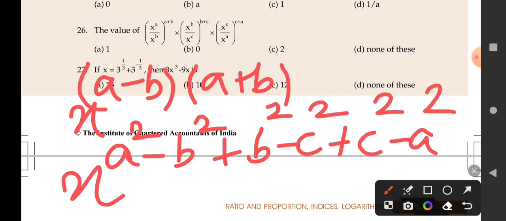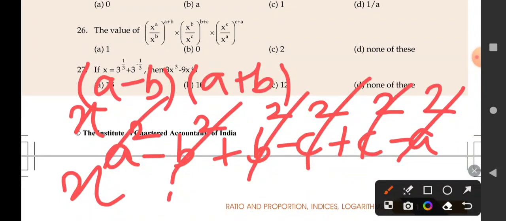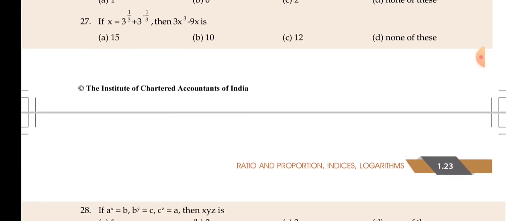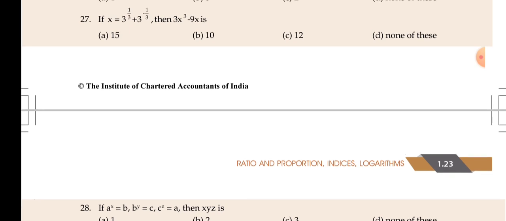If you're not able to solve this quickly, it will be very difficult for you to solve the paper in time with accuracy. So you have to be able to pick up the similarity, the trend, in the other terms as well. So x power 0 equals to 1, option number A. Question number 27.